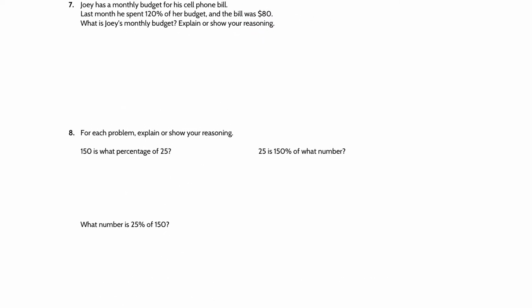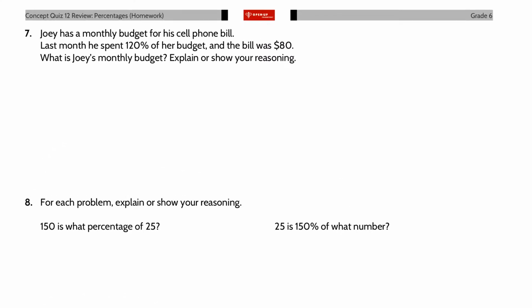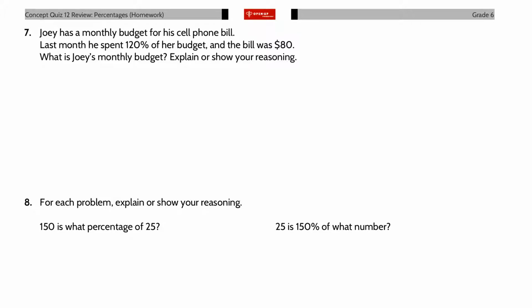Joey has a monthly budget for his cell phone bill here in number 7. Last month he spent 120% of his budget, and the bill was $80. What is Joey's monthly budget? Explain or show your reasoning. I like tables. I think we've been over that a couple times, right? So, dollars, percent, and this should say his, that's a typo.